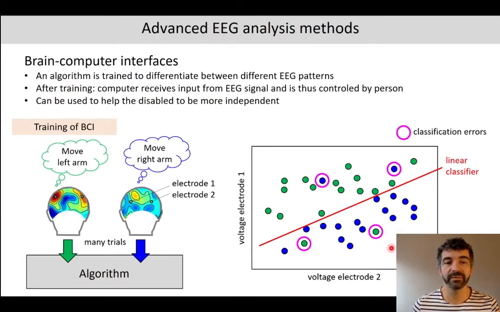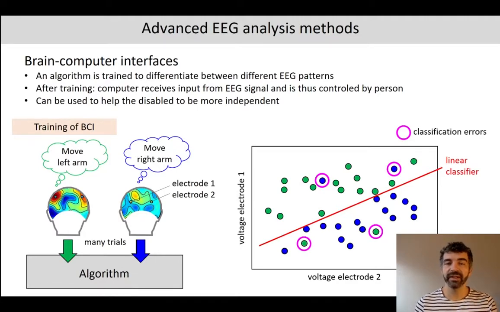Anything below the line is when they are thinking about moving their right arm. So if you get new data, you can just use this classifier to read the participant's mind. Let's say you have a completely new data set and you have a dot here, then the algorithm will say, well, they are probably going to be moving their left arm. Then you get a new trial here. Now they don't need to be instructed, they just think about moving their right arm. You get a dot here, the algorithm tells you, okay, below the line, so probably moving the right arm.